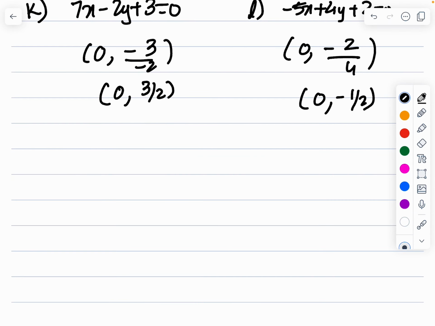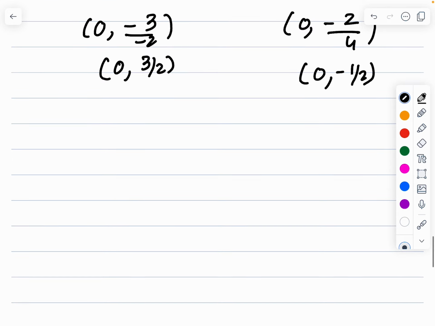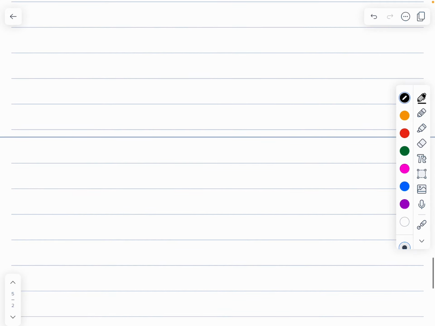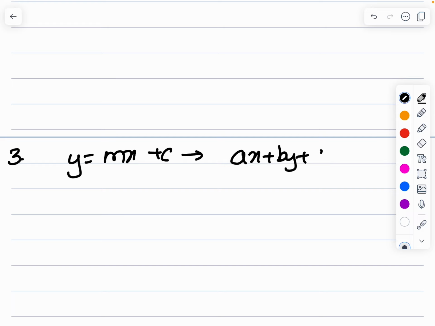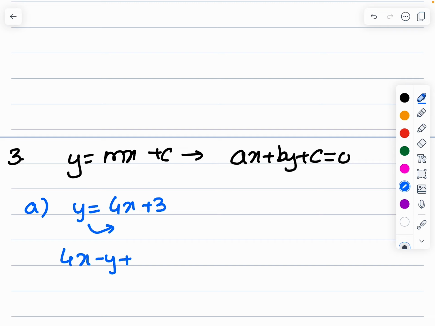Now, writing the equation in standard form. Third one, converting y equals mx plus c into standard form, which is ax plus by plus c equals 0. So how should I do it? We will do some examples based on that. y equals 4x plus 3. What you can do, just bring this y to the other side. It becomes 4x minus y plus 3 equals 0.